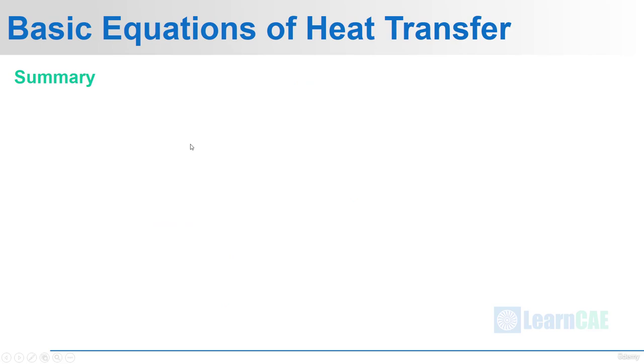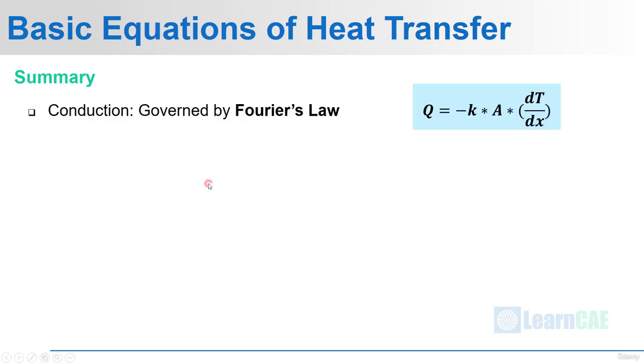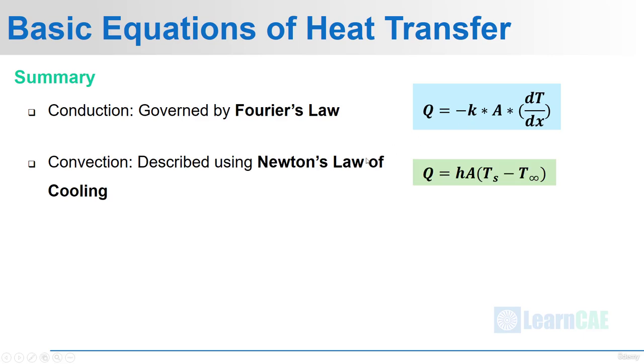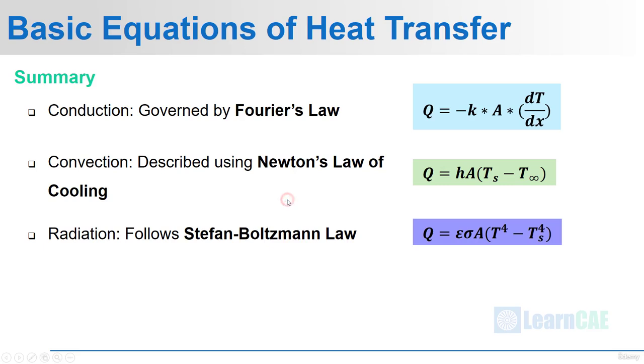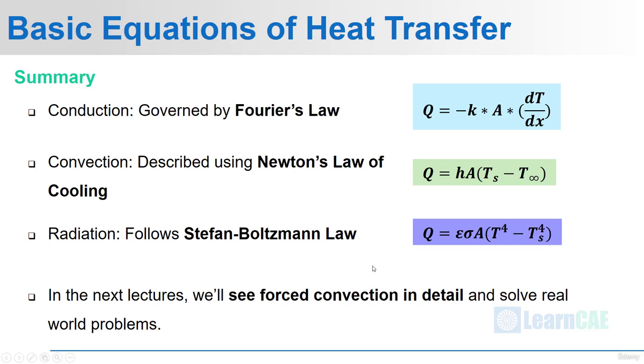Now let us come to the summary. The conduction is given by Fourier law where Q is equal to minus K into A into dT by dx. The convection heat transfer is described using Newton's law of cooling. Q is equal to h into A into Ts minus T infinity. And radiation is given by Stefan-Boltzmann law where Q is equal to epsilon into sigma into A into T power 4 minus Ts power 4.